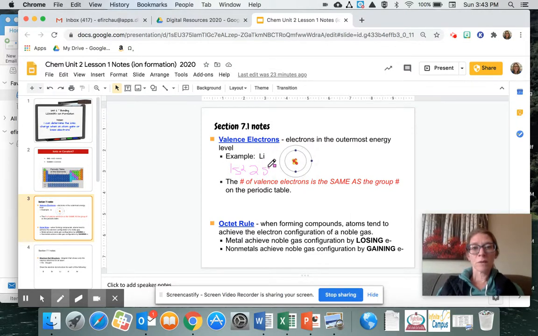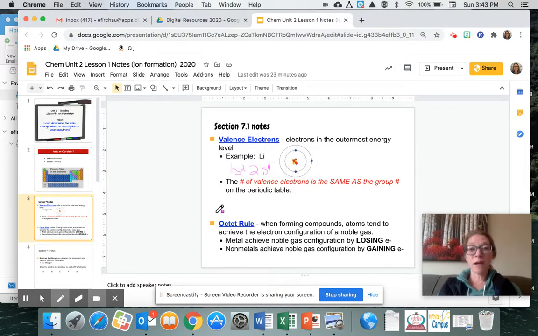And so lithium only has, oops, my 1 got all messed up. There we go. It's a 1, not an 11. Oh boy, keep making it worse. Okay. So this 1 electron, which is represented here in the atom diagram, that's your 1 valence electron. One important thing to note is that the number of valence electrons for each atom is going to be the same as the group number on the periodic table.